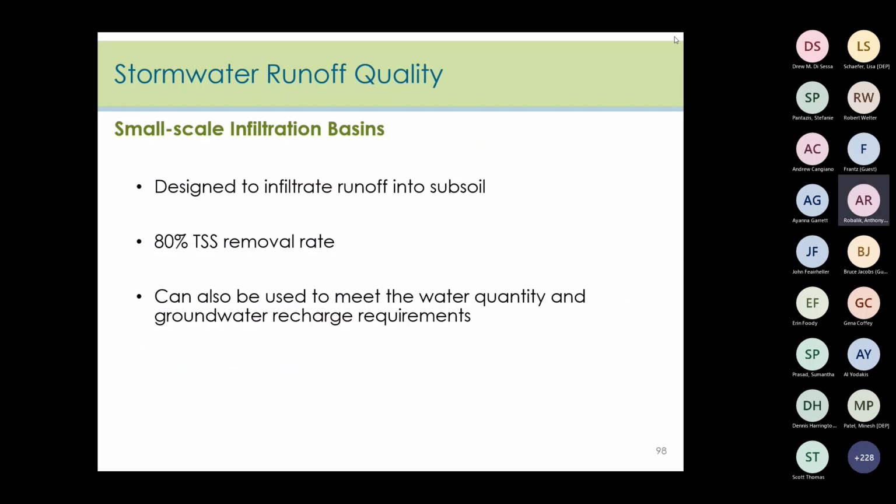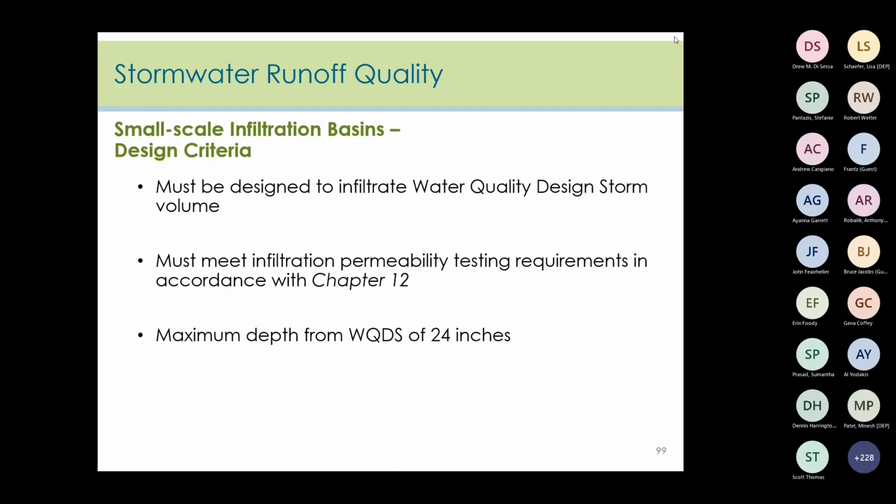So small-scale infiltration basins are an extremely common BMP for water quality. Small-scale infiltration basins achieve the 80% TSS removal rate and may also be used to meet the stormwater quantity and also the groundwater recharge requirements. So they're very versatile. Under the current rules, only the volume generated by the water quality design storm may be infiltrated, unless specific cases allow for the infiltration of larger storm events, as previously noted.